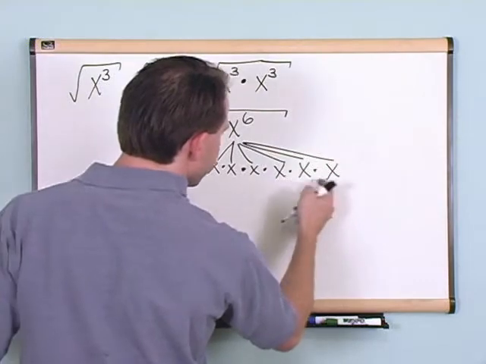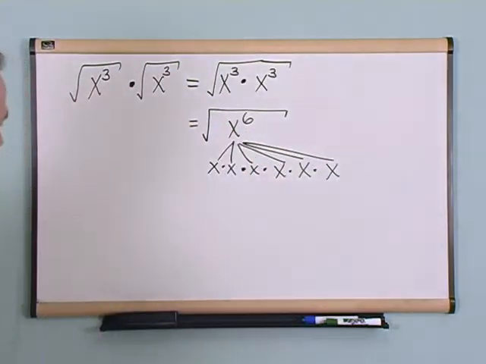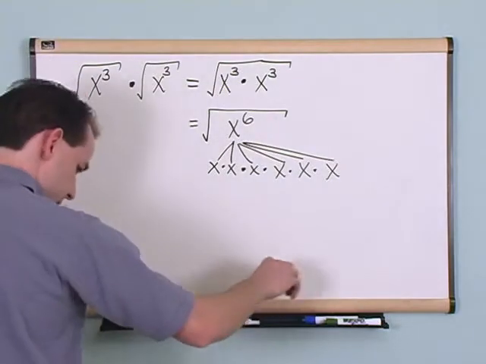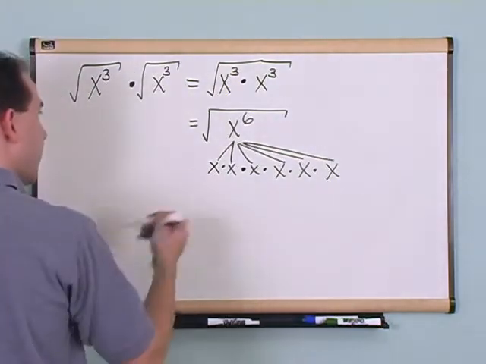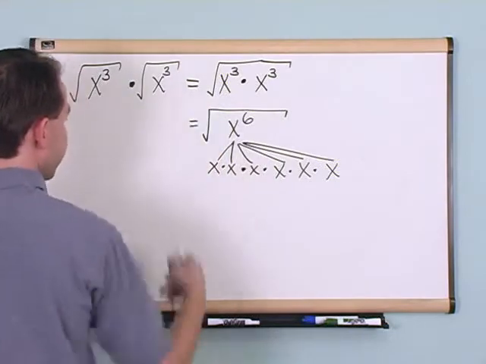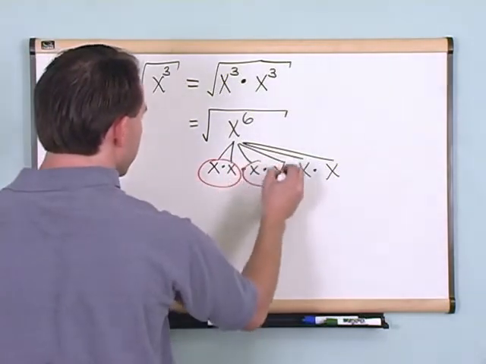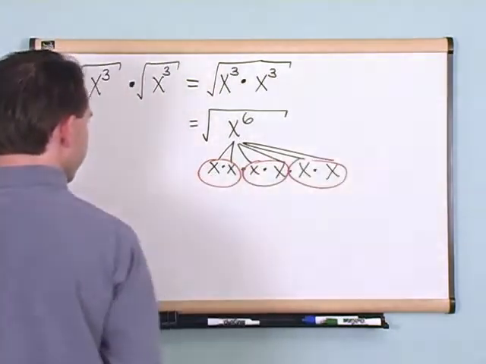1, 2, 3, 4, 5, 6. That's the definition of x to the 6th power. It's x multiplied by itself 6 times. Okay? And again, because this is a square root, I'm looking for pairs of 2. So there's a pair of 2, there's a pair of 2, there's a pair of 2.